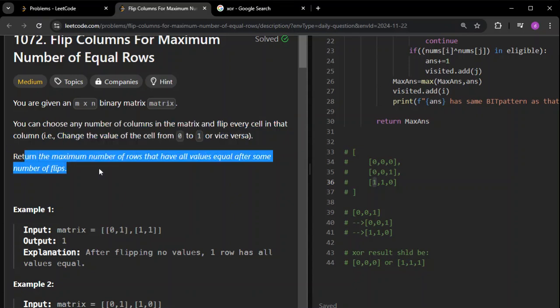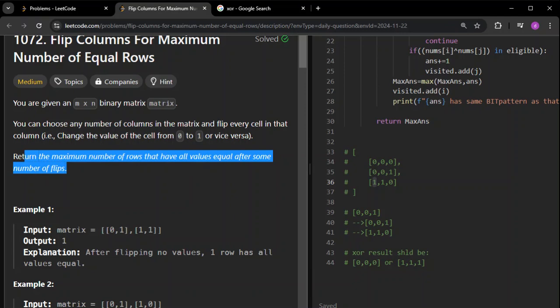Return the maximum number of rows that have all values equal after some flipping. Please try to understand. We are going to flip values of a column, but they're asking how many rows will become equal after a certain number of flips. Here there is no constraint on how many columns we can flip. You can flip any number of columns.